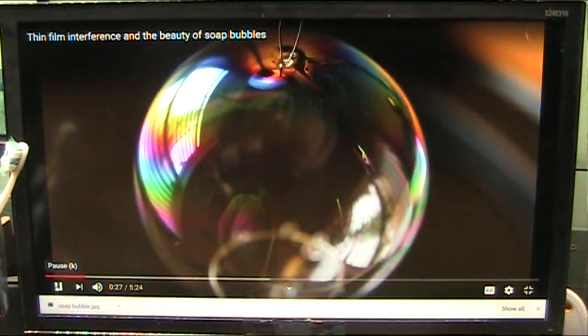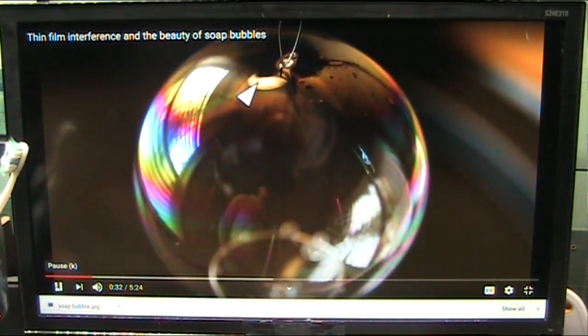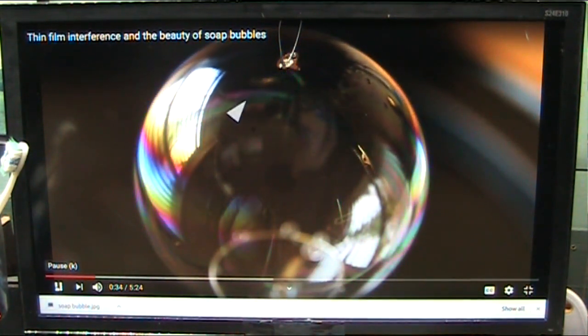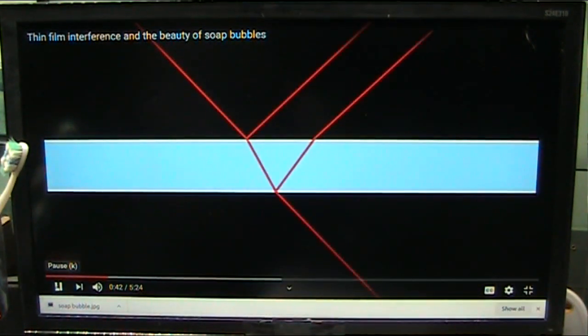But why do soap bubbles appear the way they do? And how come this part of the bubble is completely transparent and doesn't seem to show any reflections at all? Well, we can answer these questions, but first we need to talk a bit about thin film interference. When light strikes the film of a soap bubble, some of that light is reflected off the surface, while the rest is transmitted through the film.